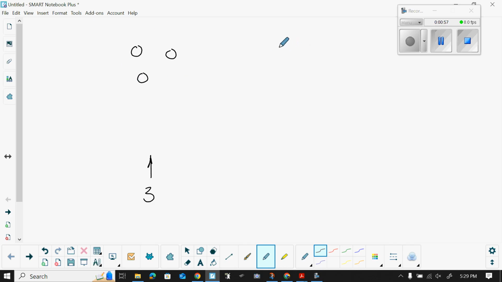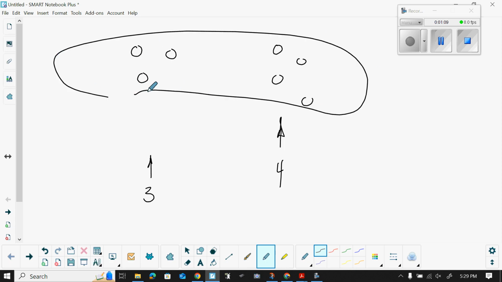If I've got then 4 circles, I say, well, I'm going to put all these circles together. Think about how many circles there are, right? 1, 2, 3, 4, 5, 6, 7. There's 7 of them. 3 plus 4 is 7. 3 circles plus 4 circles is 7.